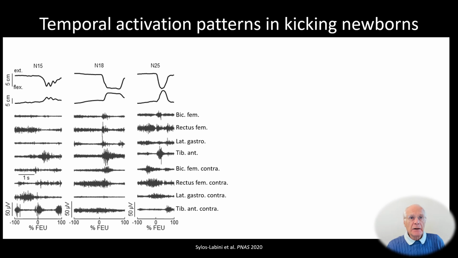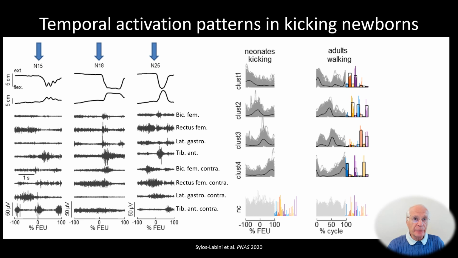We recorded the electrical activity of multiple lower limb muscles in kicking newborns. This activity is extremely variable from one child to the next. However, all activity can be factorized into common waveforms or temporal activation patterns that resemble those of adult walking.